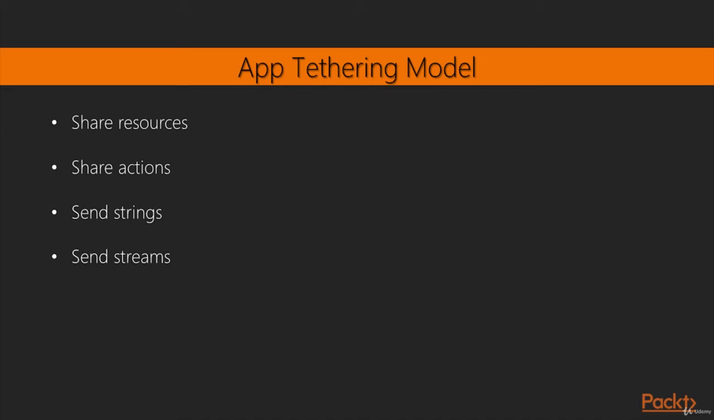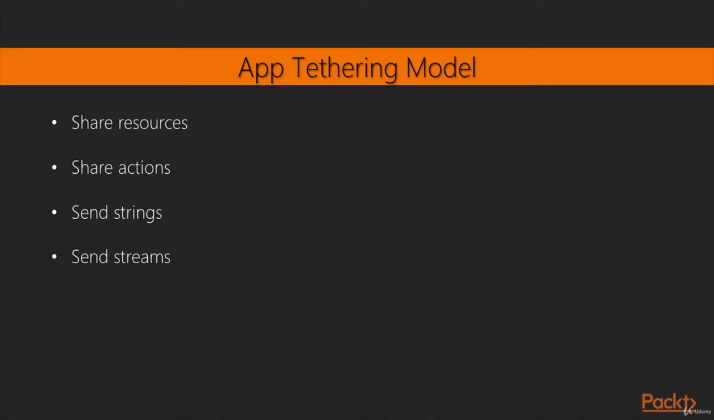When other apps subscribe to a shared resource, every time the shared resource changes, all the subscribed apps are notified, following the publish-subscribe model. 2. Share actions. An app can discover and invoke actions published by other apps. 3. Send strings. One of the apps can send a string to one of the other apps. The string can contain anything, also a complex JSON object.